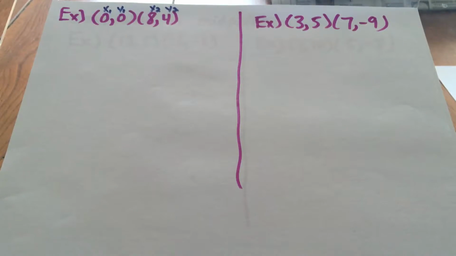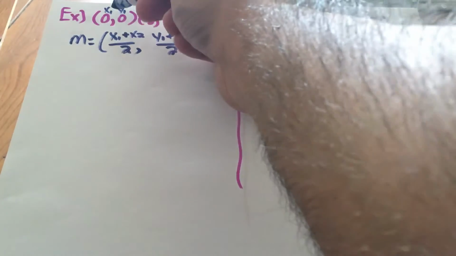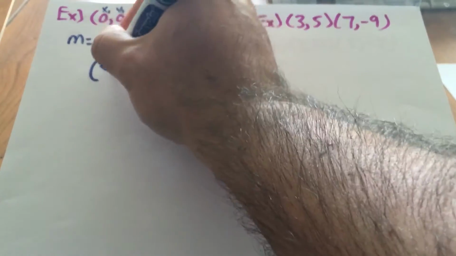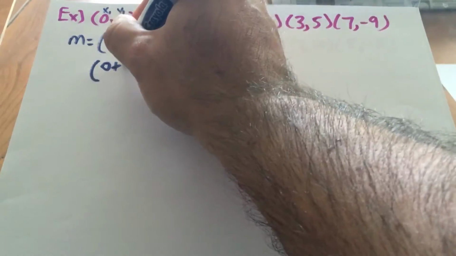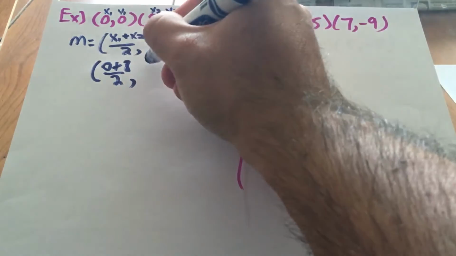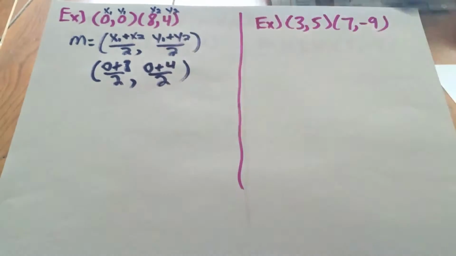All right. And then we're just going to plug it into this little formula here. So the midpoint between these 2 points is going to be x1 plus x2 divided by 2, and then y1 plus y2 divided by 2. Okay? So that's our midpoint. All we got to do then is take the numbers that we've labeled up here and plug them in. So x1 we said is 0. x2 is going to be 8. And that's divided by 2. And then y1 is 0. y2 is 4. So we'll divide that by 2 as well.